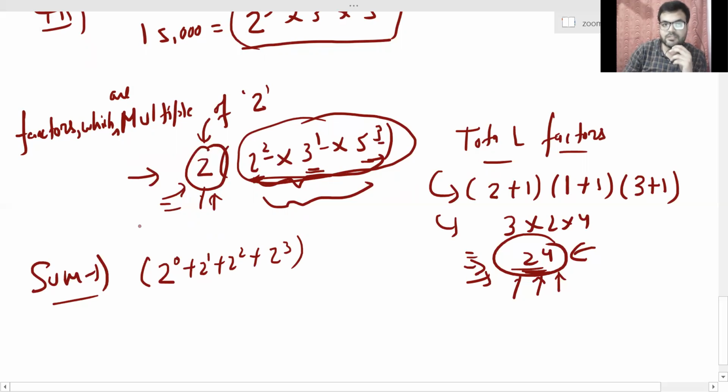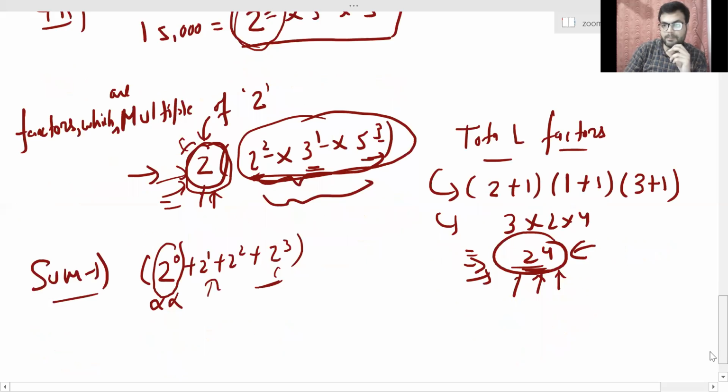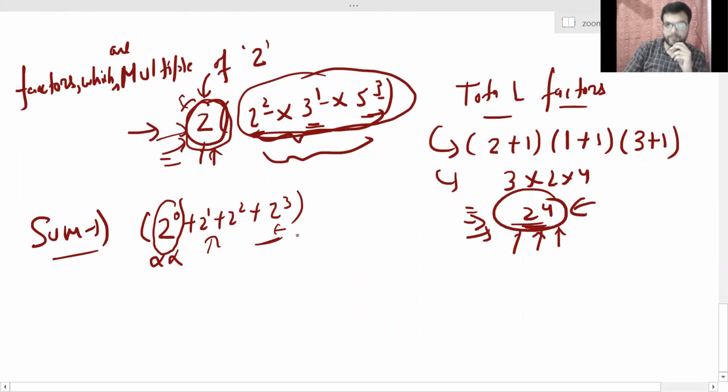But here, as you have taken one 2 out of this format, we will not be starting with 2 to the power 0. No, we will not be starting from here. We will be starting with 2 to the power 1, and we will go up to the maximum power of 2 which was there in the main format. In the main format, the maximum power of 2 was 3. So we'll go up to the same power, up to 2 cube. So we can say 2 to the power 1 plus 2 square plus 2 to the power 3, bracket close.